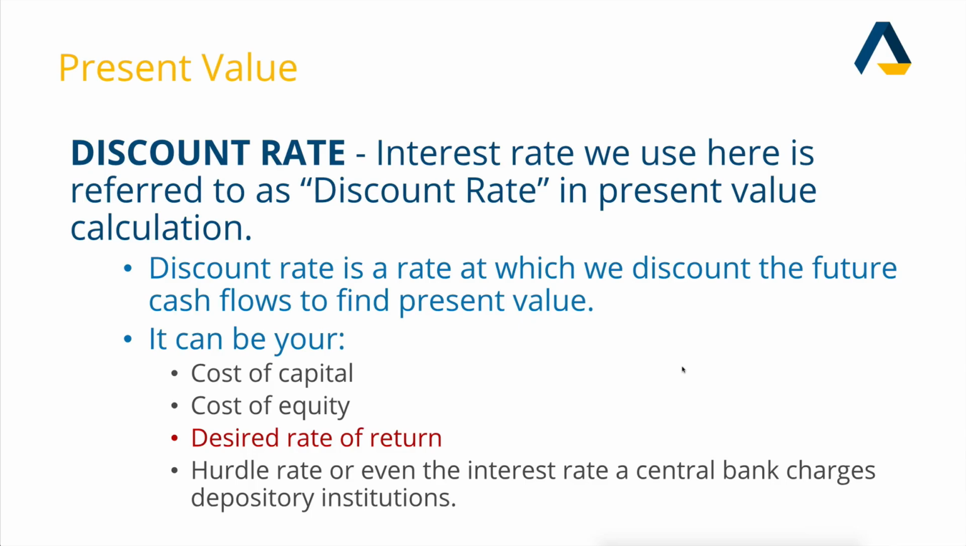Discount rate is nothing but the interest rate we use to calculate the present value. In the present value calculation, it is called the discount rate. And the discount rate is a rate at which we discount the future cash flows to find present value. It can be your cost of capital, your cost of equity, your desired rate of return, or a hurdle rate, or even the interest rate a central bank charges depository institutions.